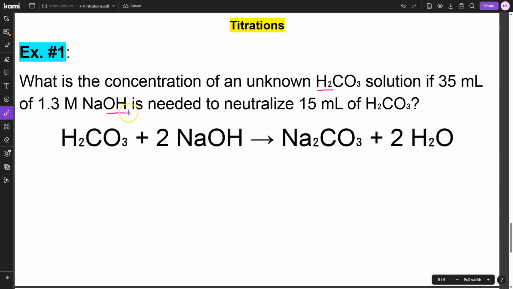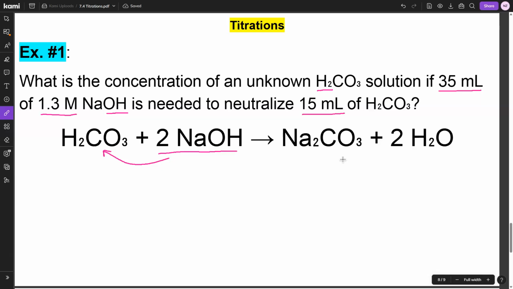So if you notice, we have a lot of information in our question. We have milliliters and molarity for NaOH, and we have only milliliters for our acid. So we always want to start with the quantity we know the most about, which is going to be our NaOH. So we have milliliters and we have a molarity for our NaOH. And we are going to convert from NaOH to our acid, which is H2CO3.